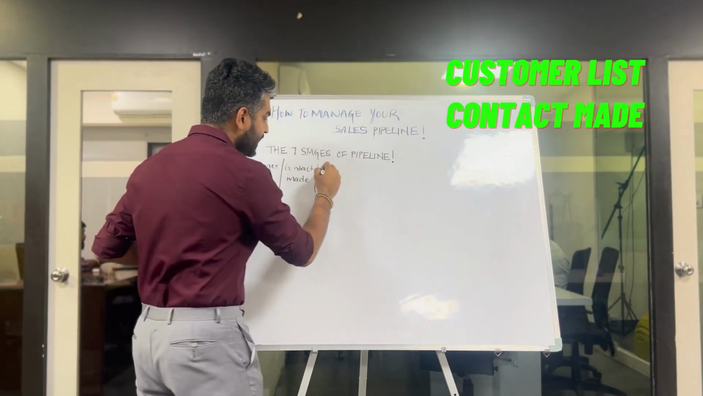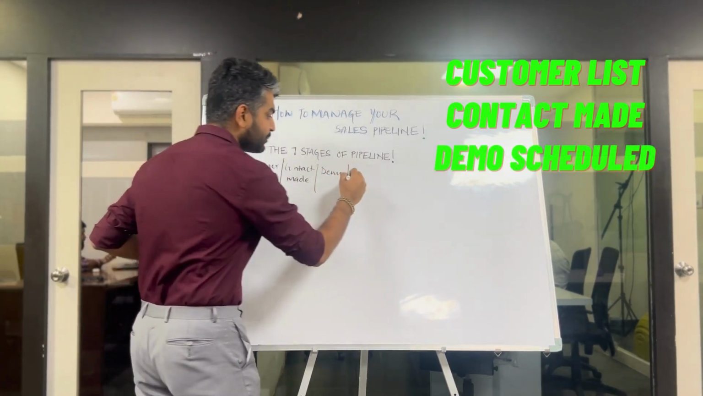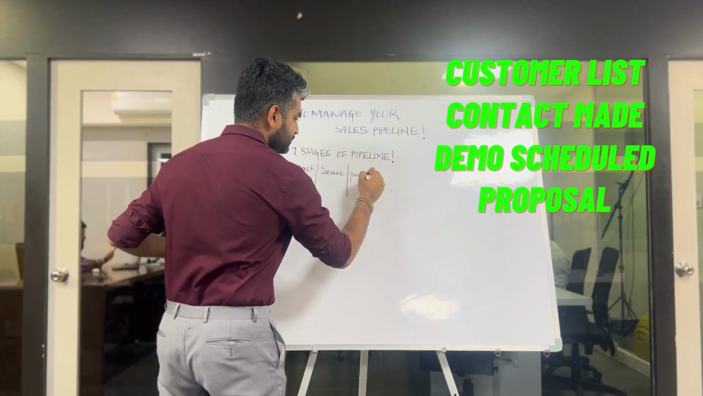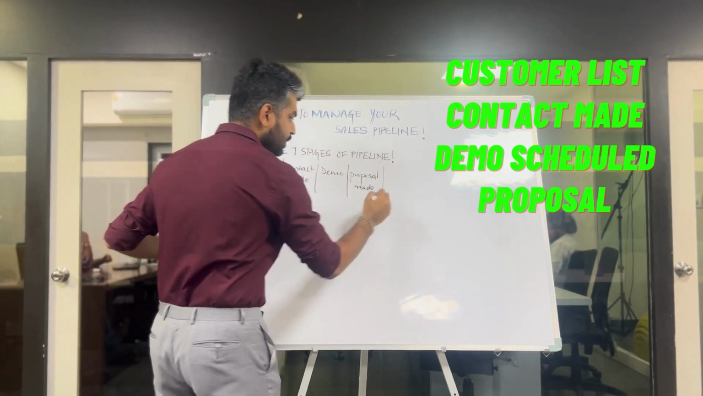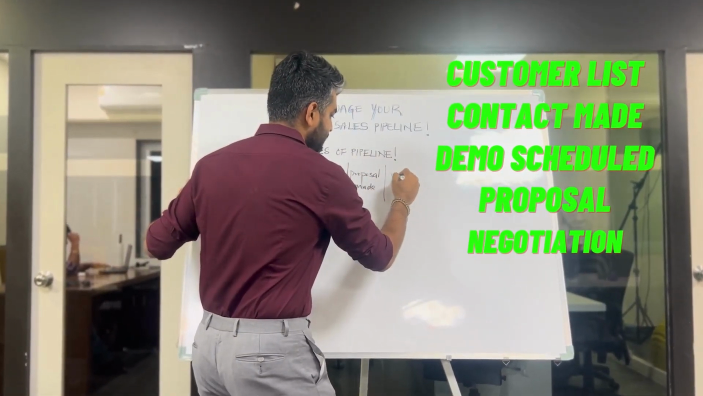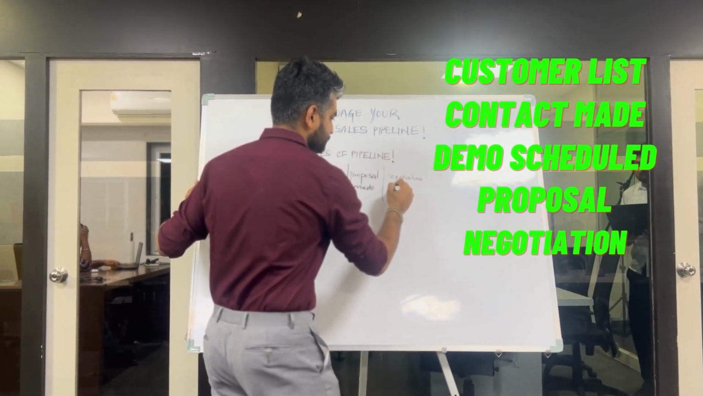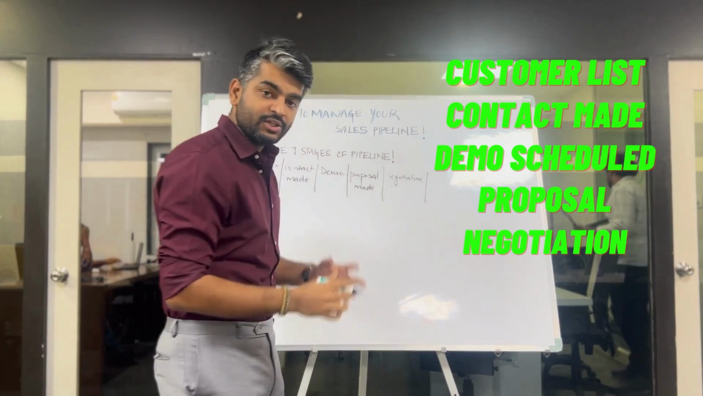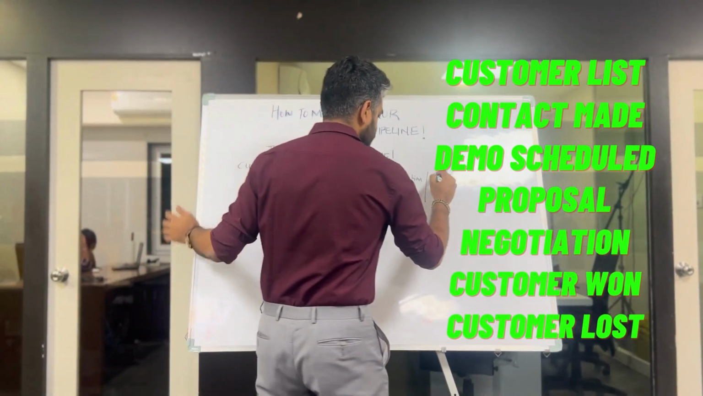This should be followed by demo scheduled. Then the proposal that's been made, followed by the negotiation pipeline. And this should be followed by the customers have won or the customers have been lost.